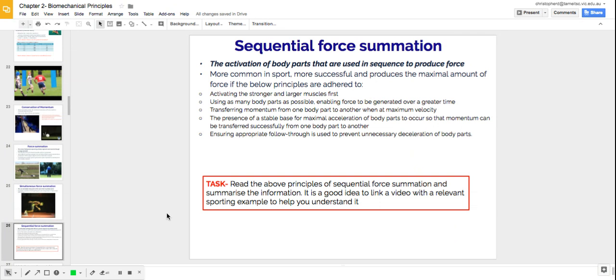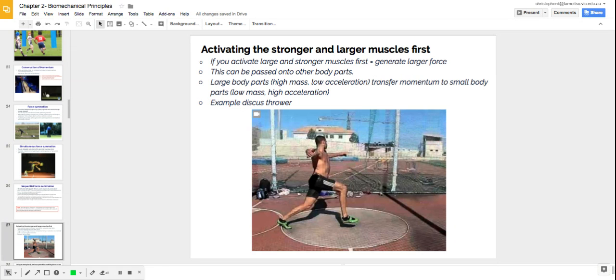Another version of that is sequential force summation. That is the activation of body parts that are used in a sequence to produce force. Okay, now this is the most common form in sport, and it's more successful and will produce a maximal amount of force if we use these below principles, which we're going to go through. But you essentially should understand that we use 1, 2, 3, 4, 5. So we're going to use different body parts from 1 all the way up to the end, and then the last part is the final part of the movement.